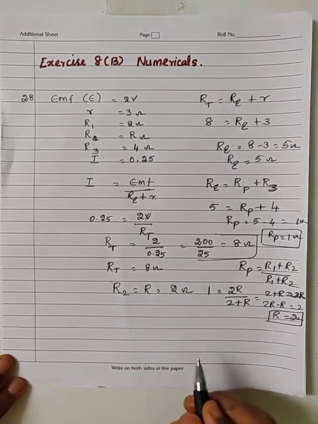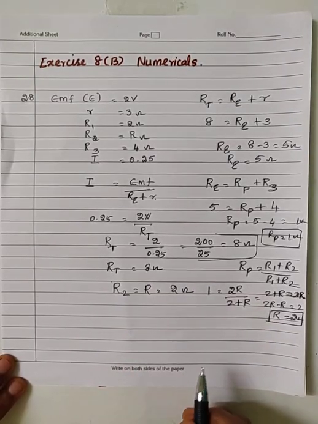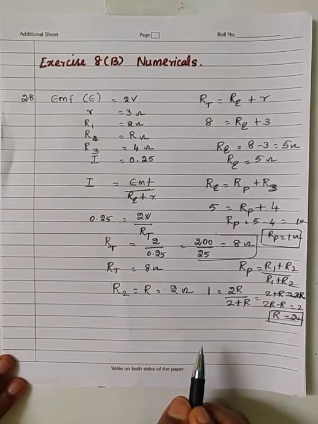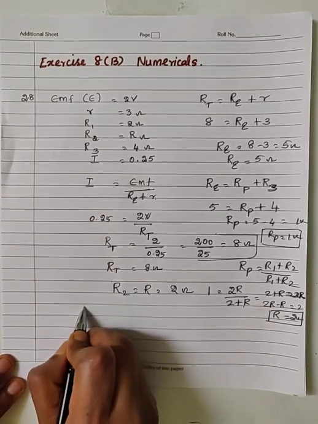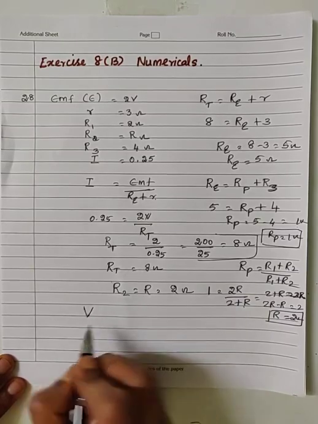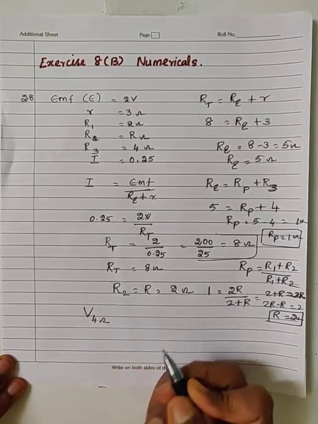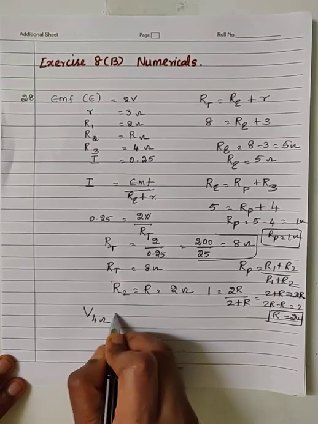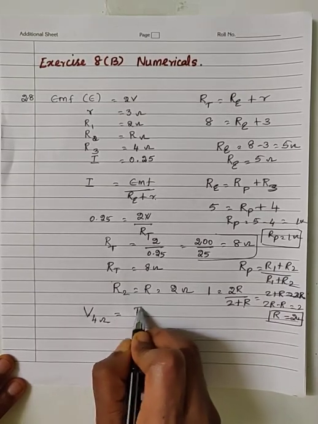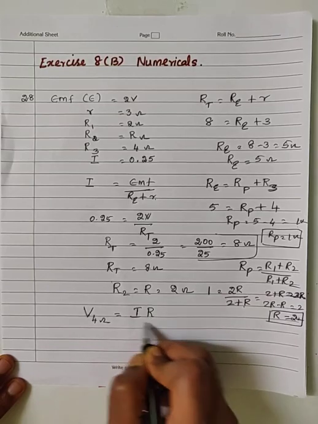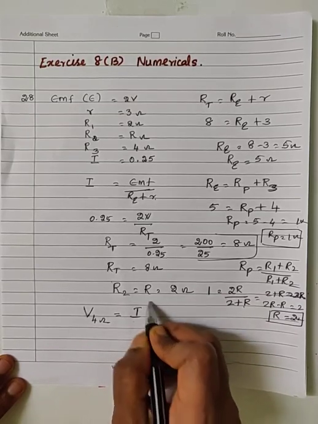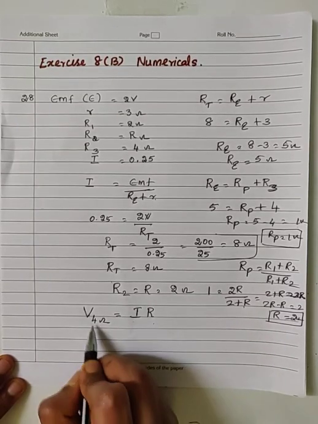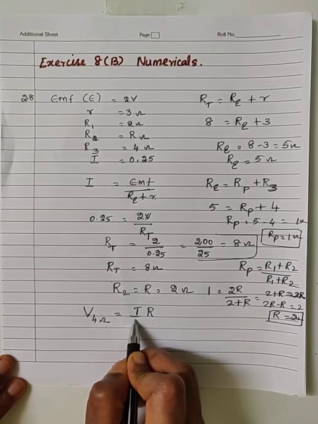Here you are asked to calculate the potential difference across the 4 ohm resistor. The potential difference is represented by the symbol V across the 4 ohm resistor. So I write it as V4 ohm. Now for this we need I into R. According to Ohm's law, I into R is the general expression. This R is equal to 4 ohm. So we have to find the value of I, that is the current drawn from the cell.